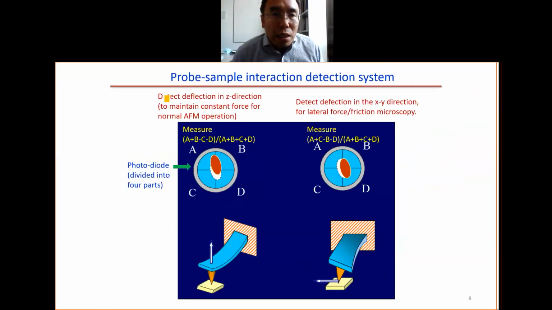So for the normal detection of the Z direction, the beam spot will move up and down. So you measure the A plus B minus C value. This is for the normal bending along this direction. If you move the tip in the lateral direction, the tip will be twisted. So the cantilever will be twisted. Then you see the laser beam move left and right. This is used for lateral force or friction microscopy. So you drag laterally to measure the friction, the lateral force.